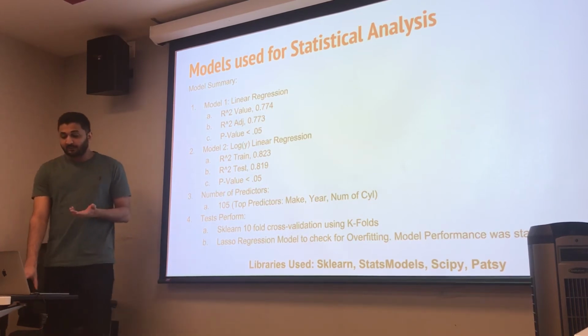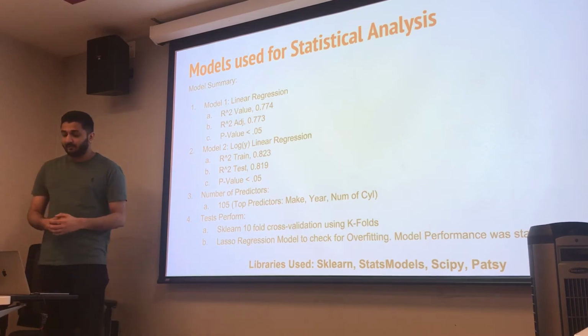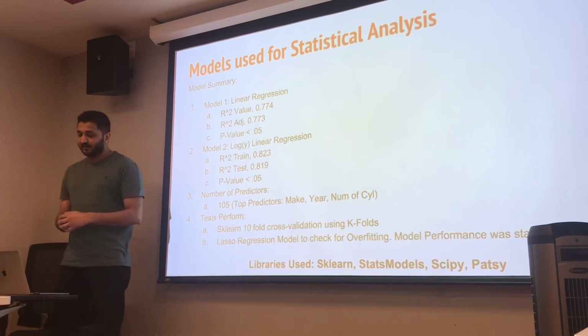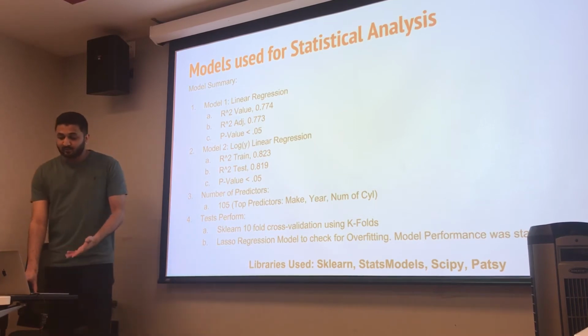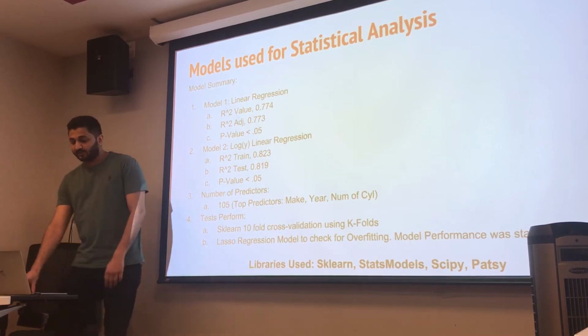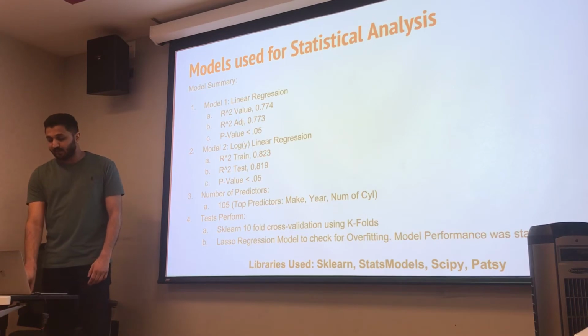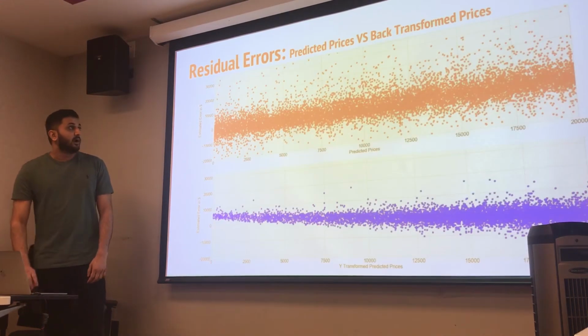There were 105 predictors, so I'm not going to bring all of them up. One of the top predictors, as you can guess, was make, year, and number of cylinders. And other tests were performed, such as cross-validation and a lasso regression model test, and it passed with flying colors.